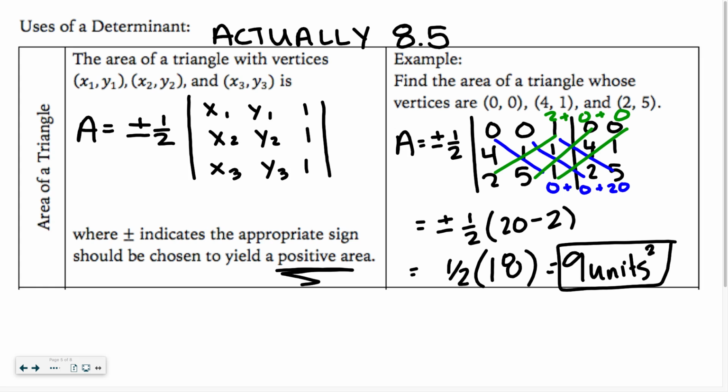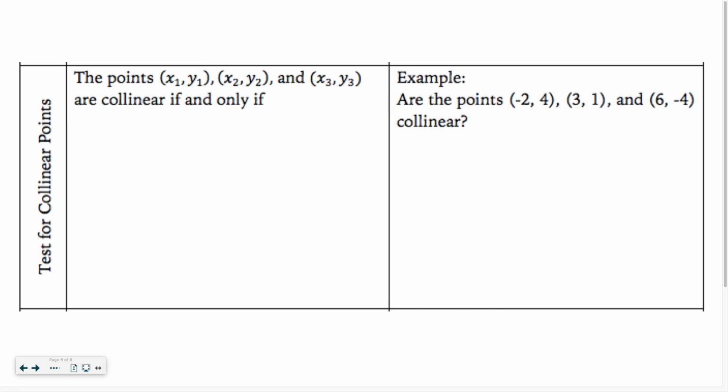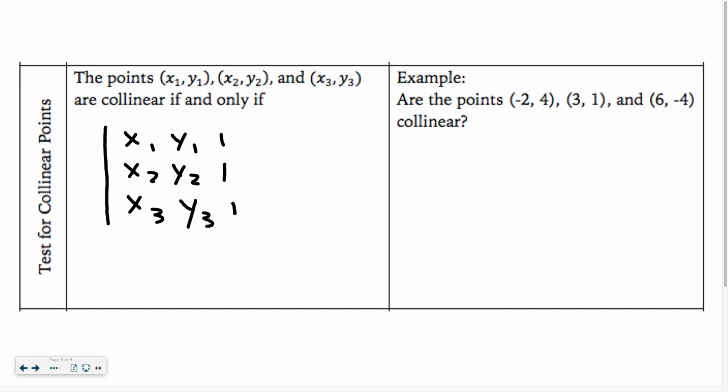So that leads us into the next use of a determinant. You can tell if 3 points are collinear, because if they're on the same line, then there is no triangle between them, so their determinant is 0. So 3 points are collinear if and only if this determinant that we use to find the area of a triangle won't actually give us any area. It's equal to 0.